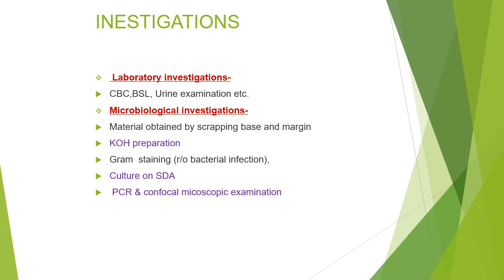Basic investigations: the sugar level has to be checked, and a basic CBC and urine examination to know about any other infective part in the body. The specific investigations we discussed last time: slides with KOH preparation, Gram staining, culture by Sabouraud dextrose agar, and nowadays the newer methodologies are polymerase chain reaction and confocal microscopy examination. In that, the detailed involvement of the corneal stroma with the fungal filaments we can make out clearly.